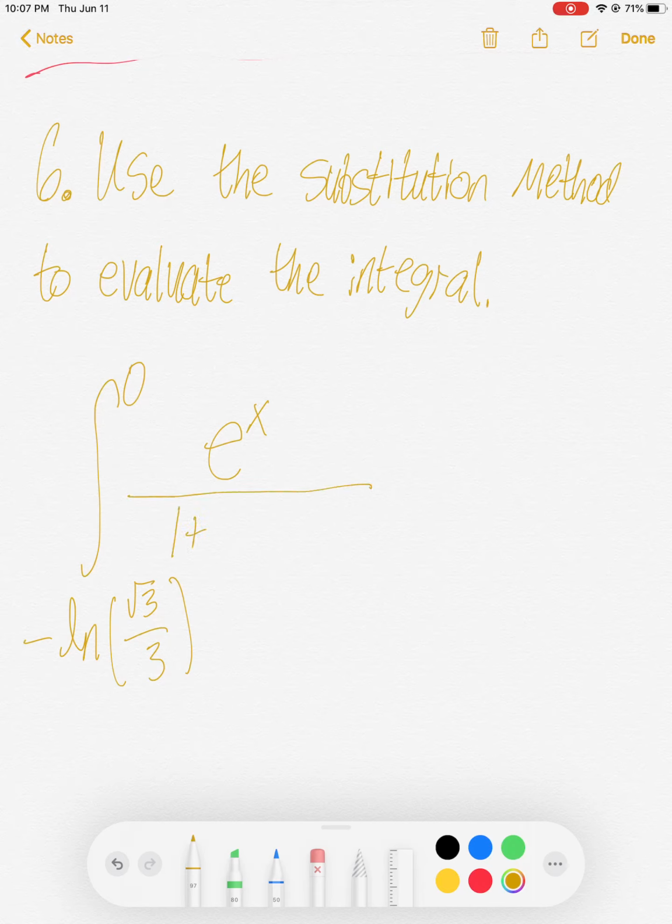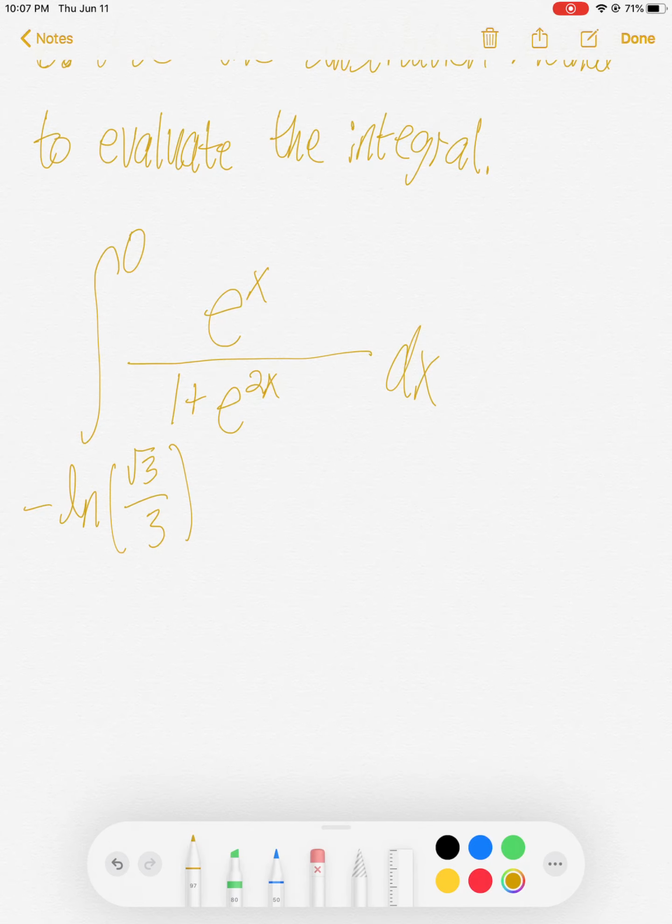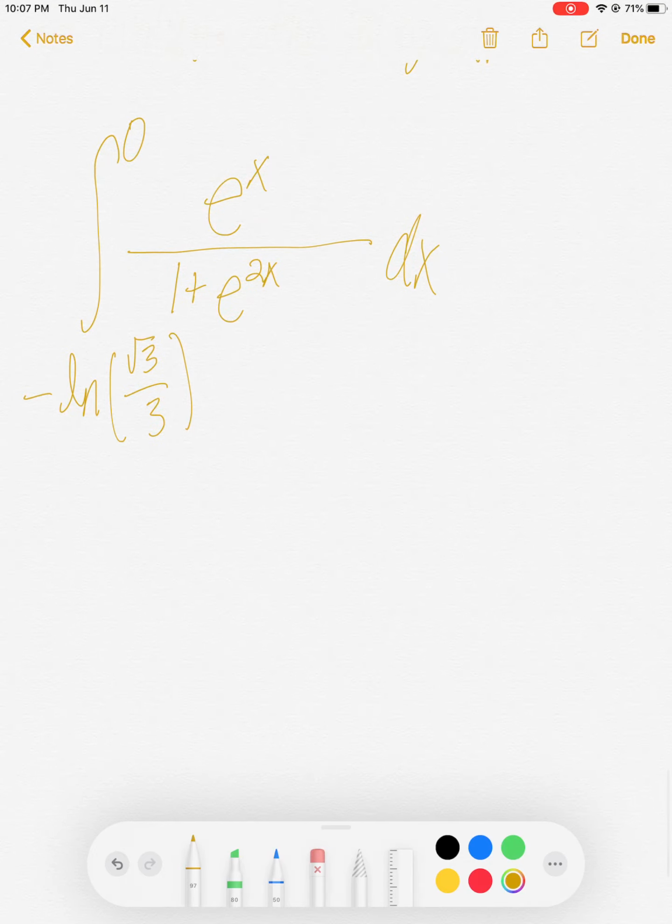Okay, and our integral this time, and it's going to look ugly, I understand, but bear with me here. Negative ln root 3 over 3 is our lower bound, which is kind of ugly, but we'll deal with it. The upper bound is nice and simple, it's just 0. And then the integrand is e to the x over 1 plus e to the 2x dx.